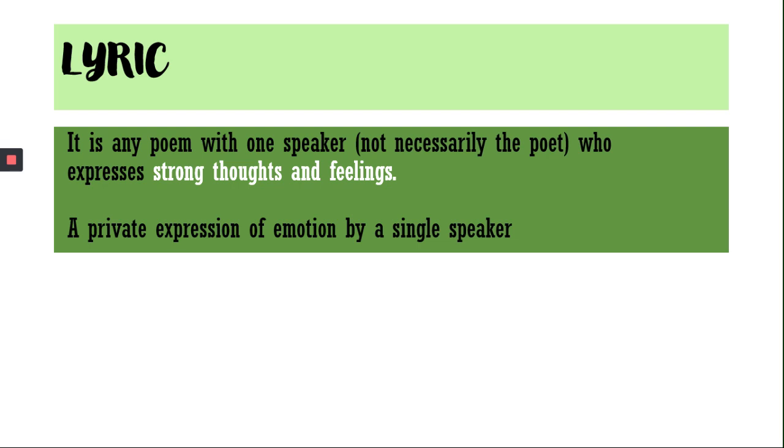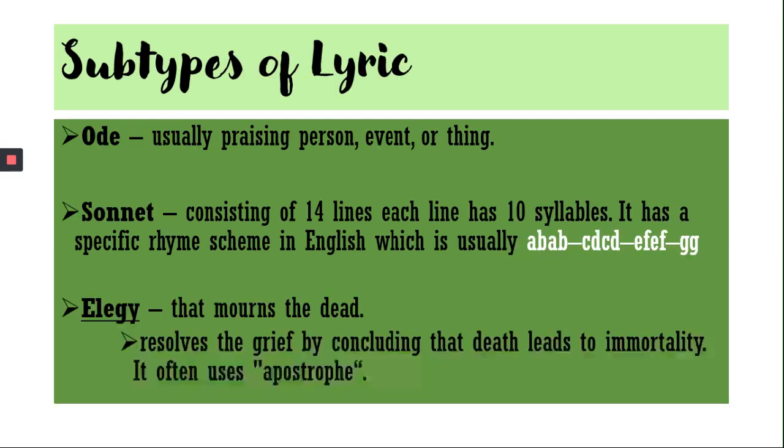It has three subtypes. First one we have ode. Ode is a poem intended to praise a person, thing, or an event. Isang tulang pagpupuri or pumupuri sa tao, bagay o pangyayari. Second, sonnet is a poem that consists of 14 lines, and each line should have 10 syllables each. It has a specific rhyme scheme in English which is usually ABAB, CDCD, EFEF, GG.